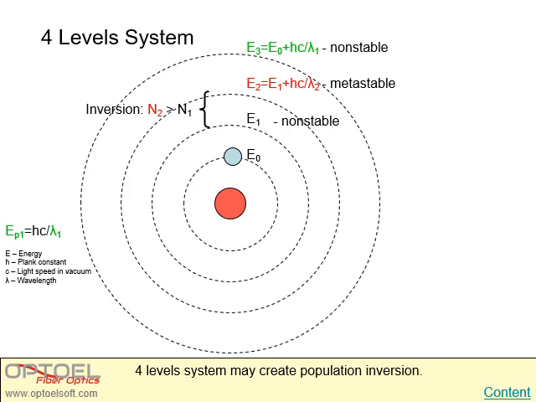The inversion can occur only under the presence of incident photons that pump the electrons from the ground level to E3 and then decay rapidly to E2. Inversion is another fundamental phenomenon for the light amplification, and we'll see why in the next slide.